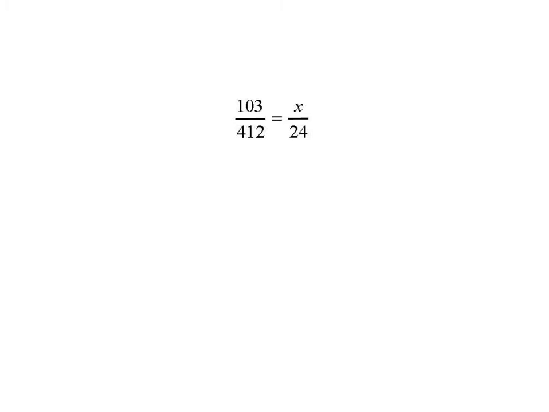In this case, 103 times 4 is 412. So we have a simple up and down relationship. If that's true, that must mean that x times 4 is equal to 24. So if x times 4 is 24, then we know what x is. It would be 6.